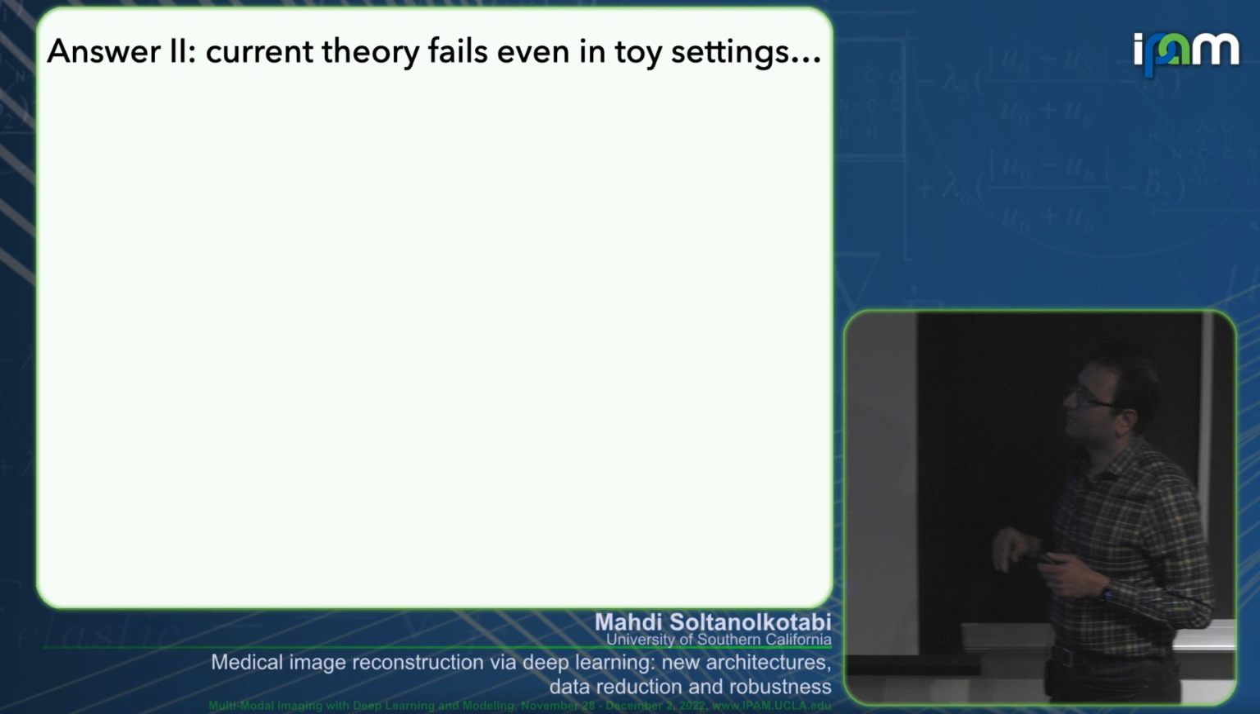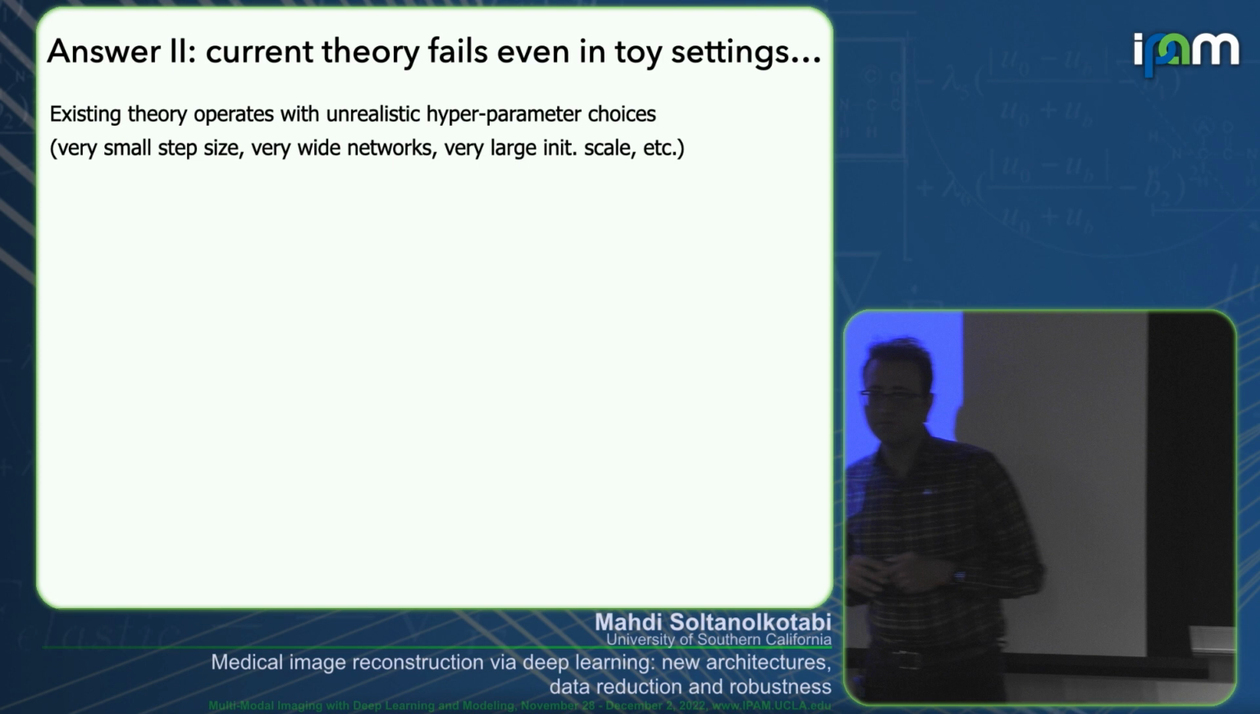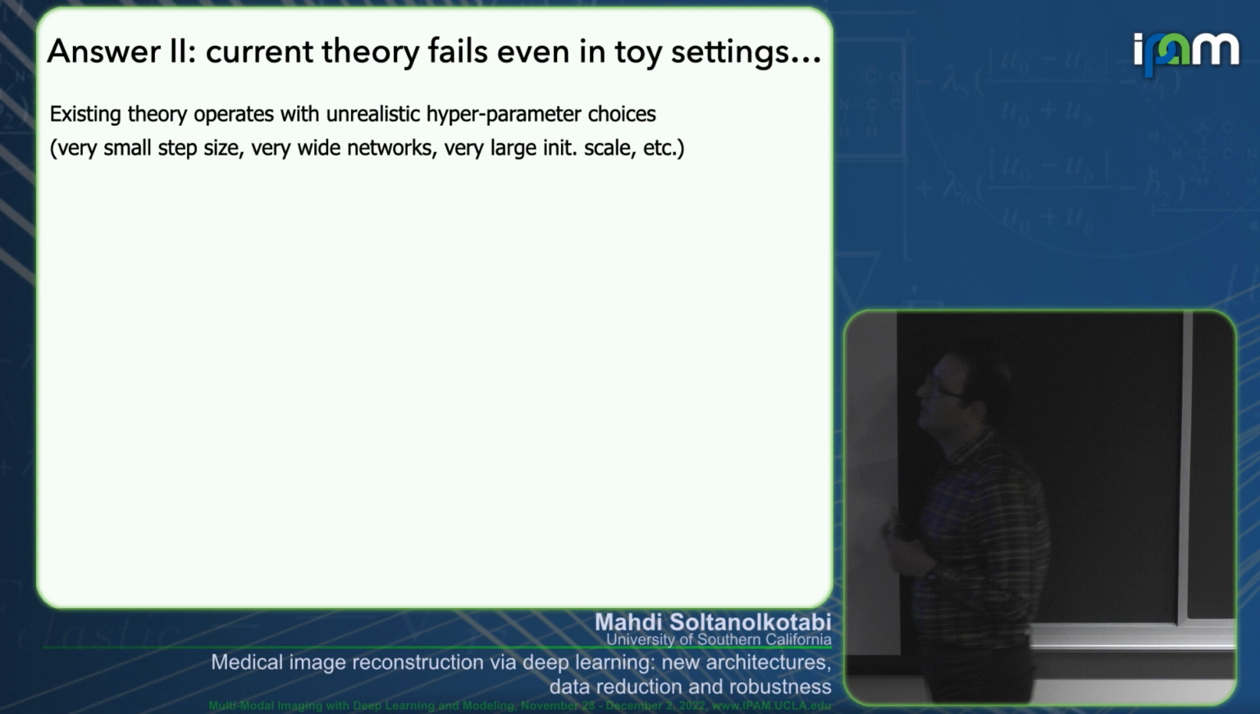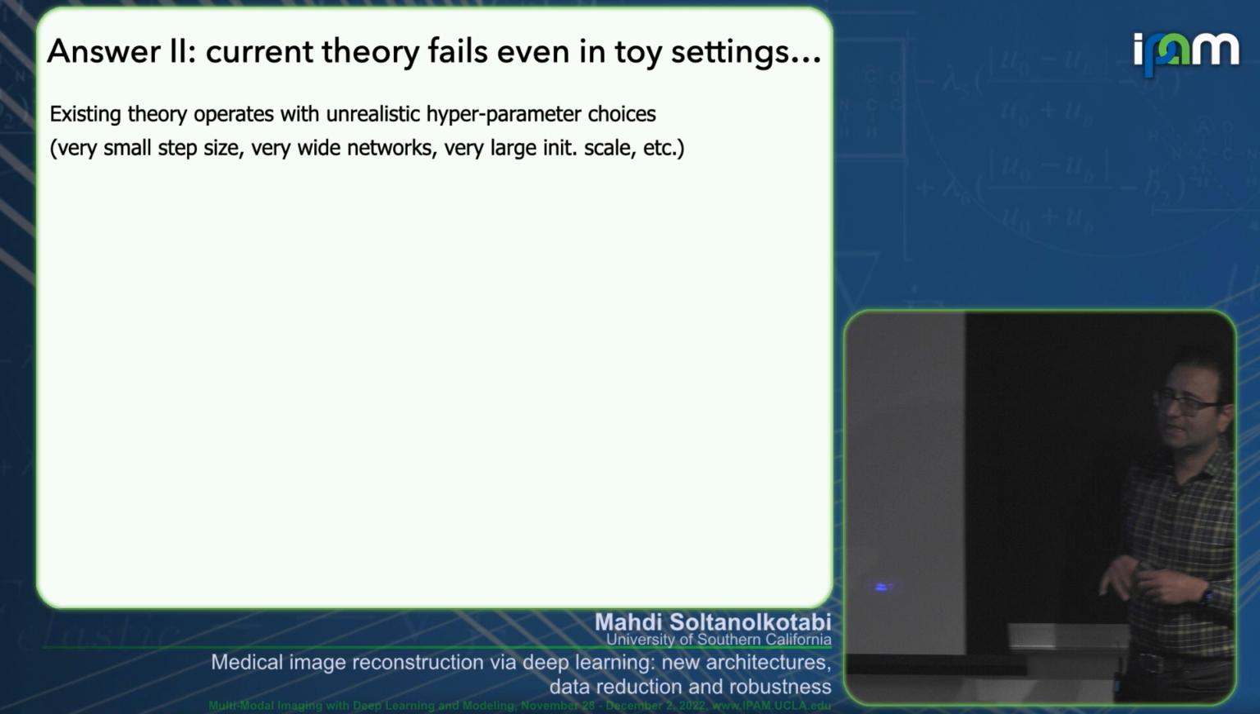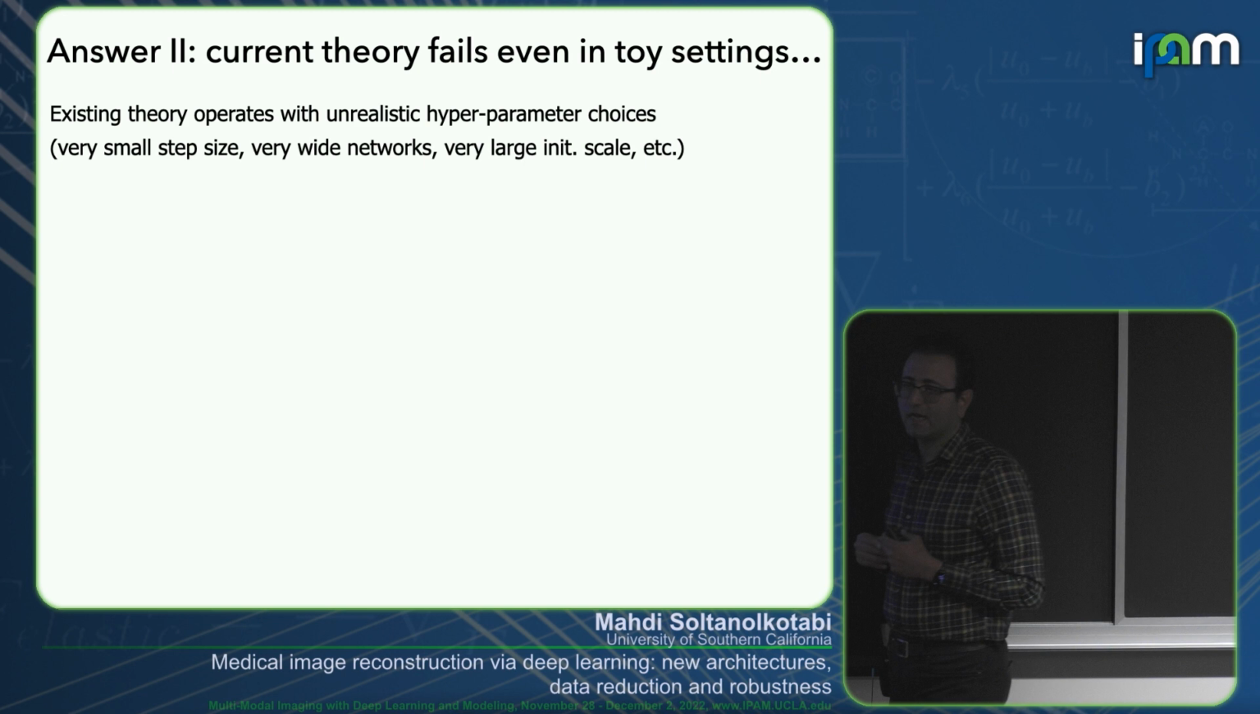Existing theory doesn't even work in toy settings, okay? What I mean by that is that most of the existing theory works with all the wrong hyperparameters, right? So very small step size, very wide networks, very large initialization scales. This may seem insignificant, but because these neural networks are a very rich function class, they can do a lot of different things with different hyperparameters. So they actually are important.